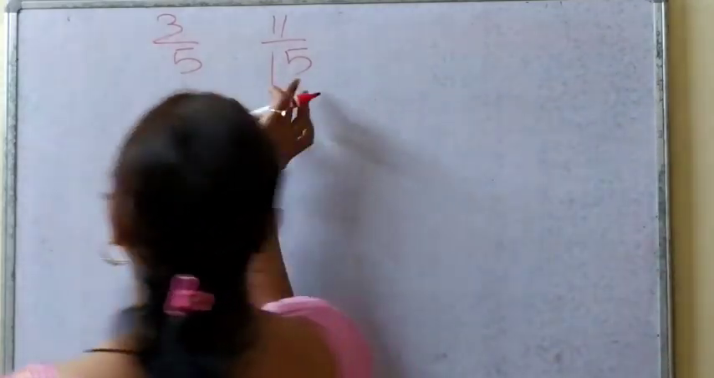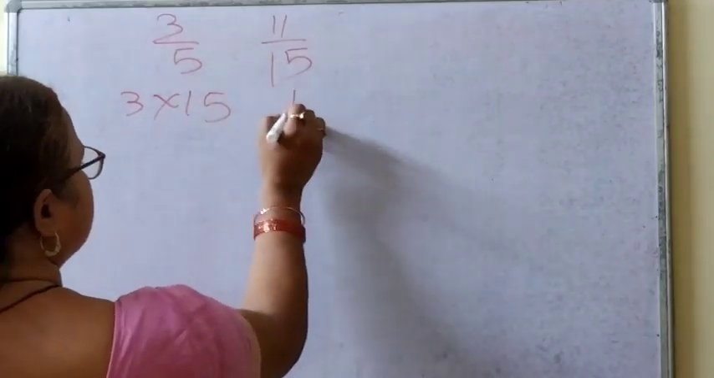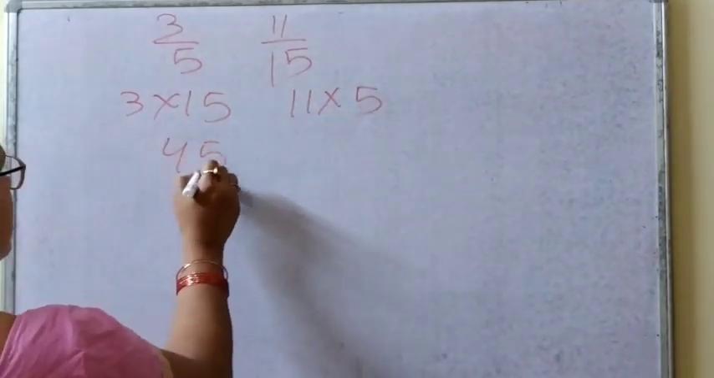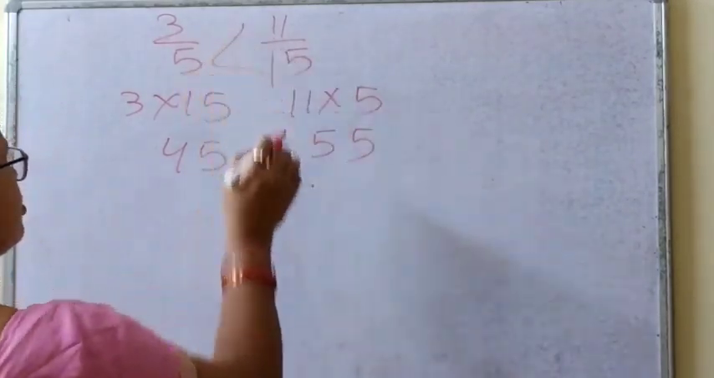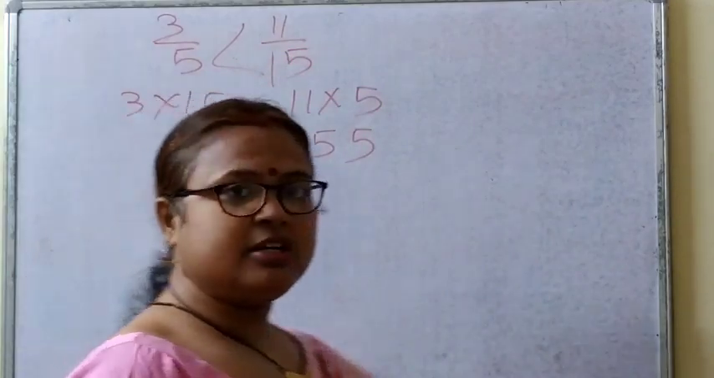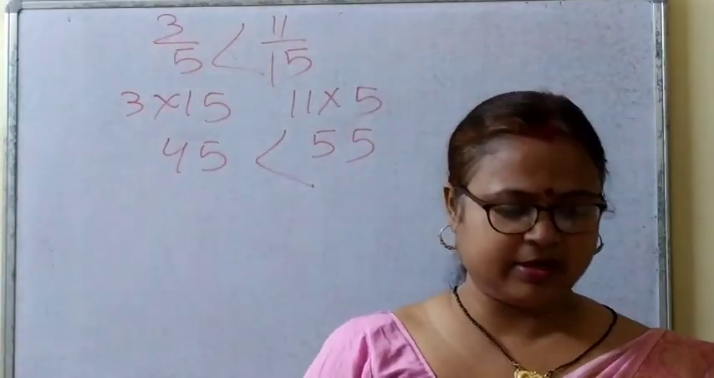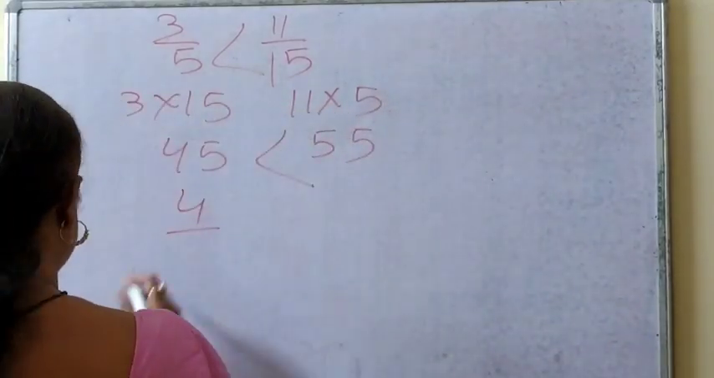Yes. So here you know that 3 into 15 and here 11 into 5. So 3 into 15 is 45 and 11 into 5 is 55. This one is greater. So 11 by 15 is greater than 3 by 5. Clear? Let's solve one more, like 4 by 5.